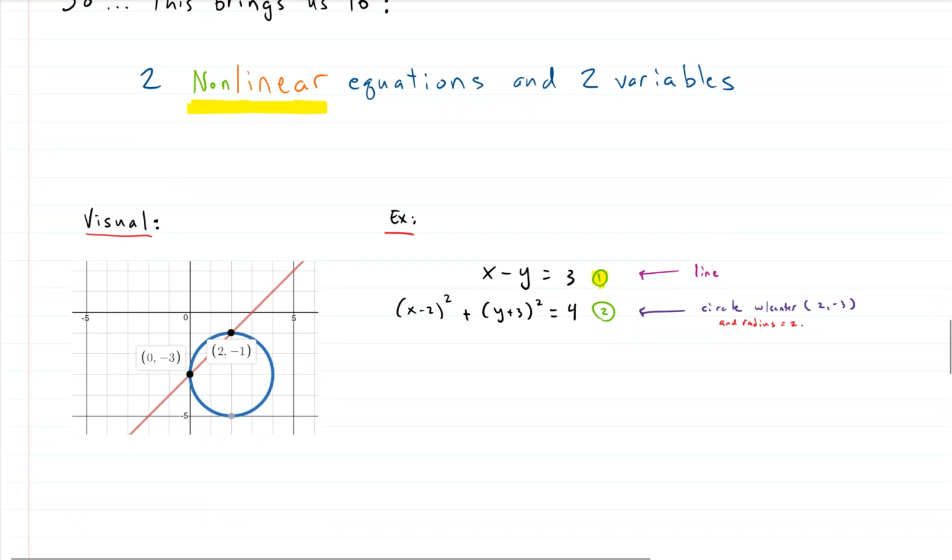The first equation is a line. You can see it over here in the red line there. The second equation is a circle with center 2, 3, and a radius of 2. So where do these two things touch, the circle and the line? Well, you can see they touch in two spots, 0, -3, and 2, -1. So already we've kind of broken our one solution category.